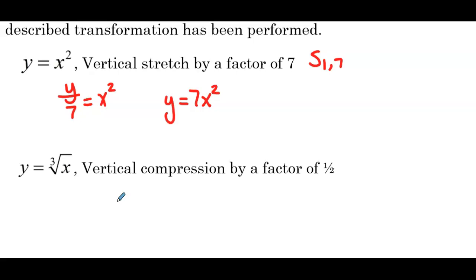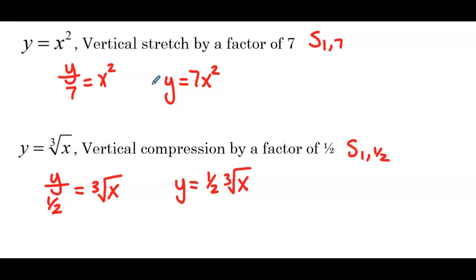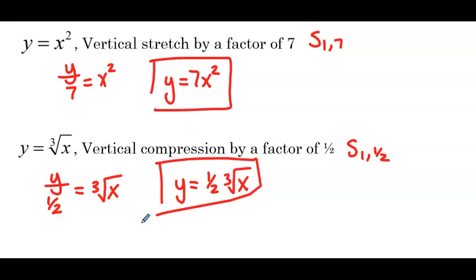So our next example, y equals the cube root of x, and the transformation is a vertical compression by a factor of 1/2. Okay, so vertical means happening to the y, so we have a scaling of 1/2. Okay, so if we're multiplying the y's by 1/2, in the equation we're dividing y by 1/2, and then cube root of x divided by 1, which we could write, but we don't need to. So in y equals form, we have y equals 1/2 times the cube root of x. So there are our two equations.